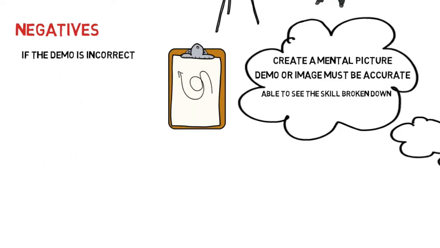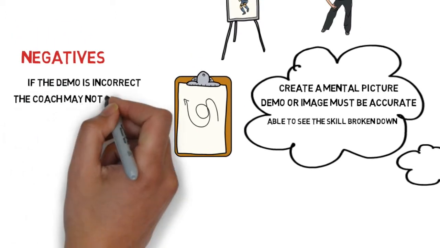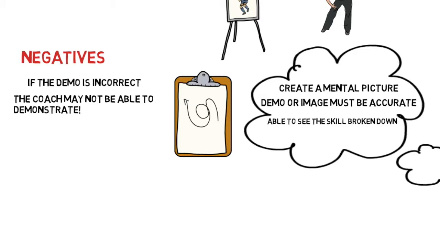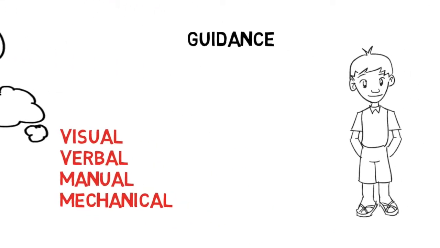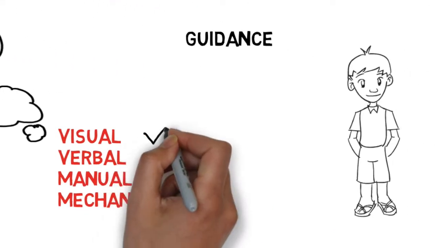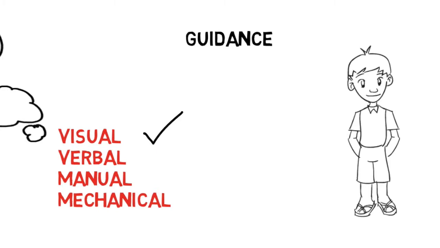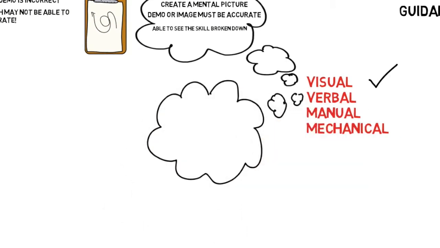Now the negative is, if the demonstration is incorrect, or the coach may not be able to perform the demonstration, and therefore probably it's not going to come across very well. But we'll say for now that the type of guidance visual is good for a cognitive learner, but it's not going to be on its own. So let's look at verbal next then.